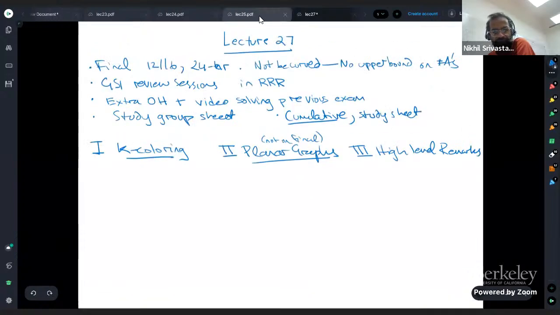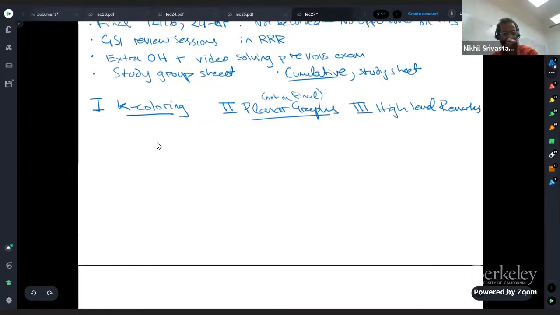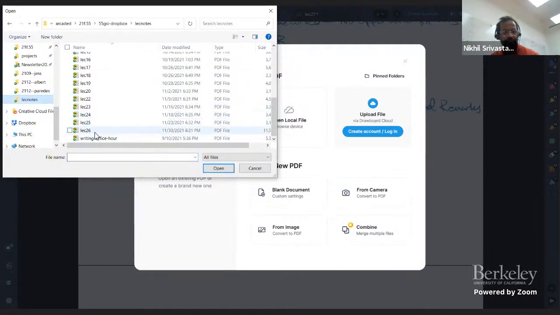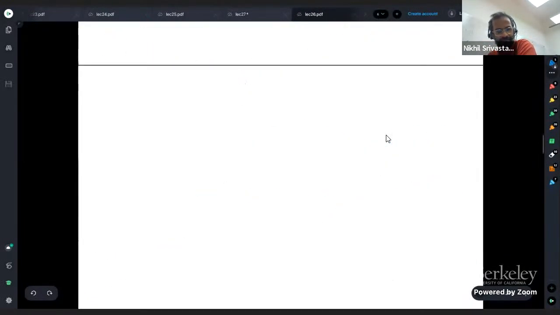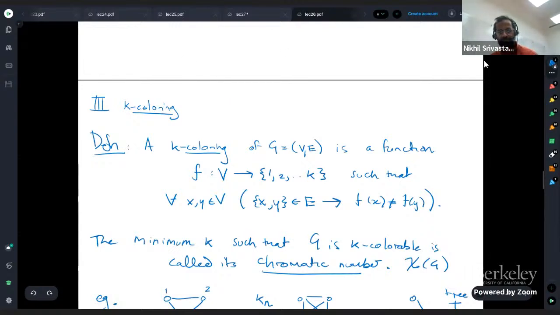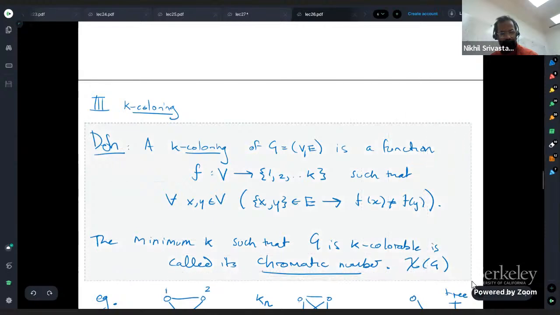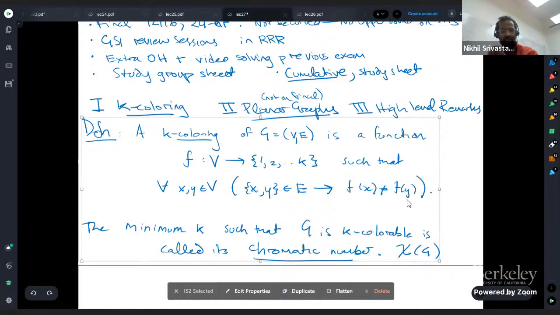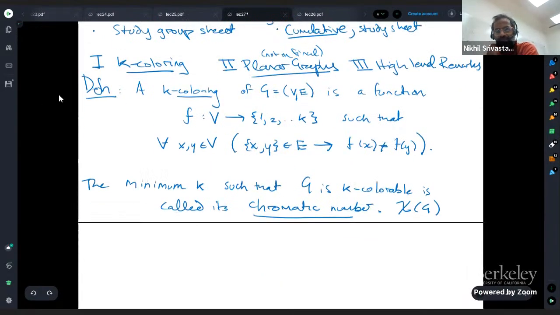Okay, so let me start by talking about k-coloring. So what is k-coloring? This is something we defined last time. Since I have the definition in last time's notes, let me just paste it here. Okay, so this is last time's lecture. And at the end of this lecture, we defined this concept, graph being k-colorable. And we looked at a few examples of graphs, and we tried to figure out what their chromatic number might be.